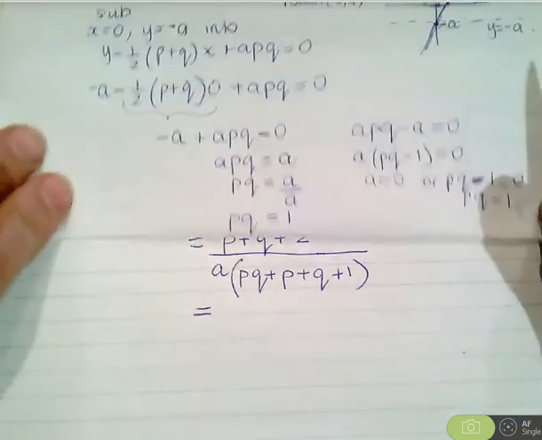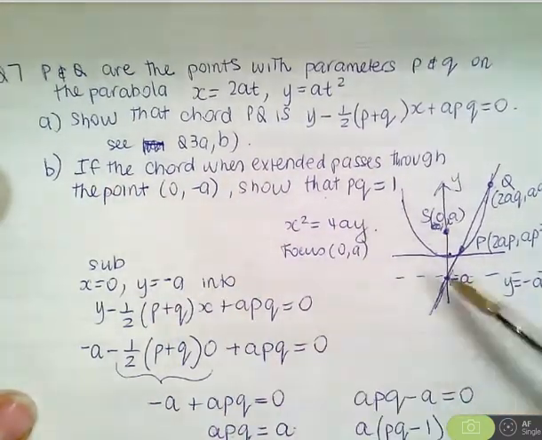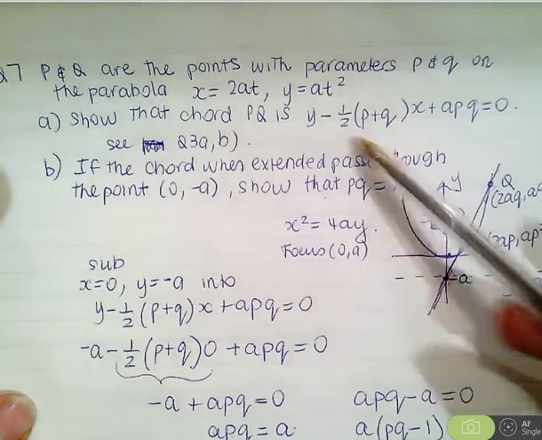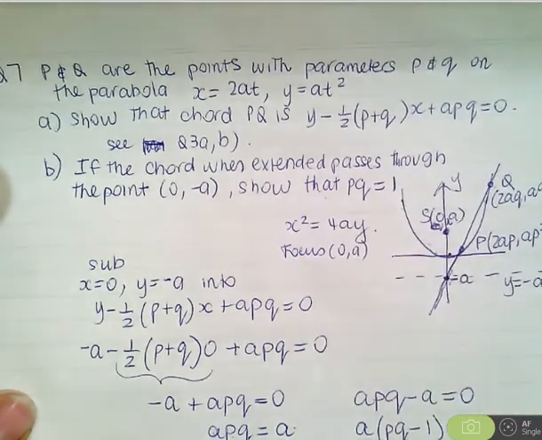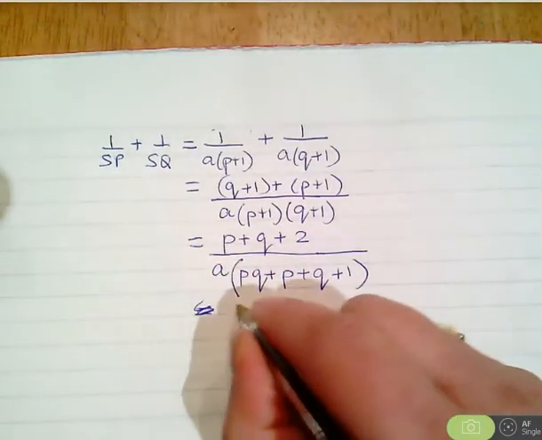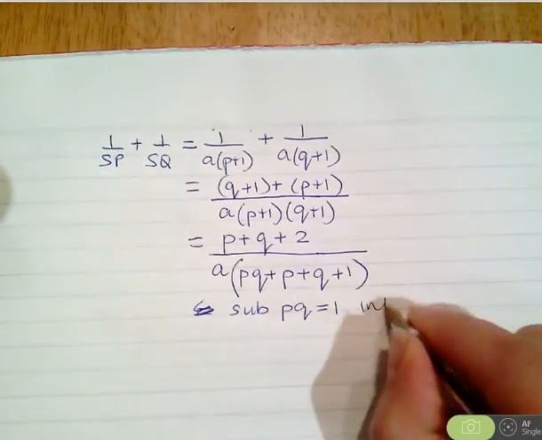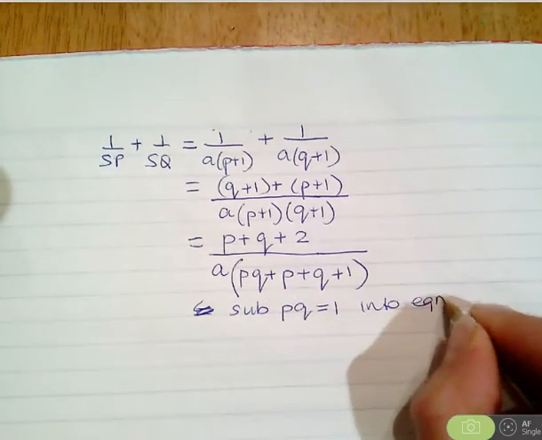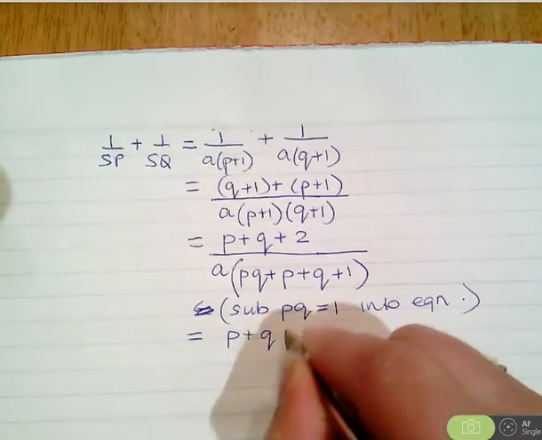In an earlier part, part A, you were told that if the chord when extended passes through the point (0, negative A), show that PQ equals 1. This is still the same question. So we know that PQ equals 1. We're stuck here, so now we're going to substitute PQ equals 1 into that equation above.